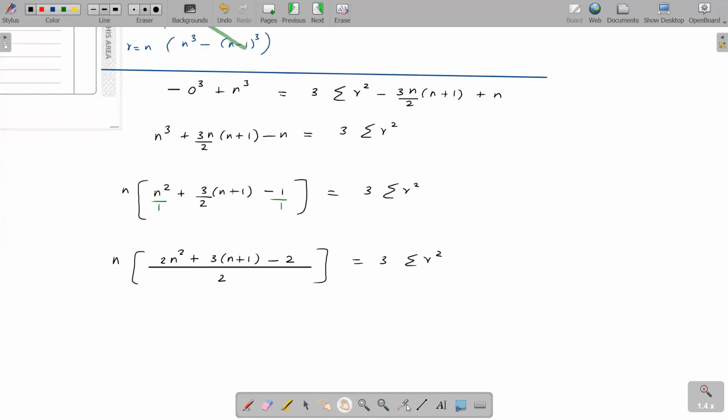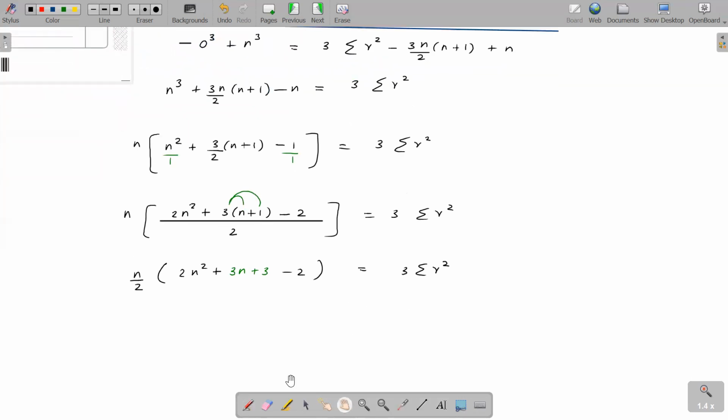So I could bring the 2 out here as n over 2. Are you okay with it? N over 2 inside the bracket, 2n square plus, open the bracket. 3 into n is 3n. 3 into 1 is 3. Minus 2 equals 3 times summation r square. Are you all with me? So n over 2, 2n square plus 3n. 3 minus 2 is 1.